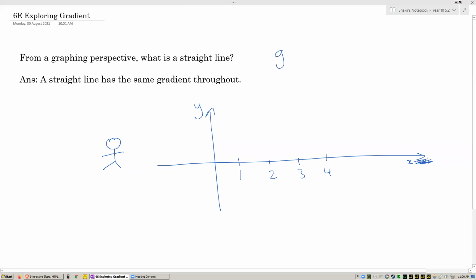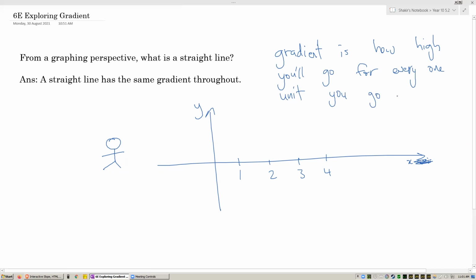And gradient is how high you'll go for every 1 unit you go right. You go up or you go down, but how much will you go up or how much will you go down for every unit you go right? That's the mathematical definition of slope, of how steep or shallow a line is.